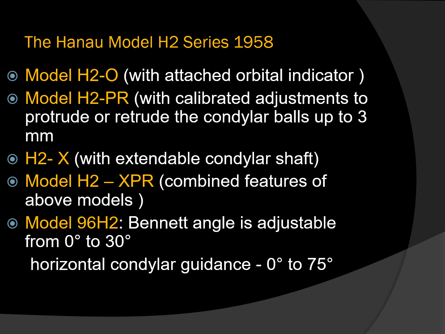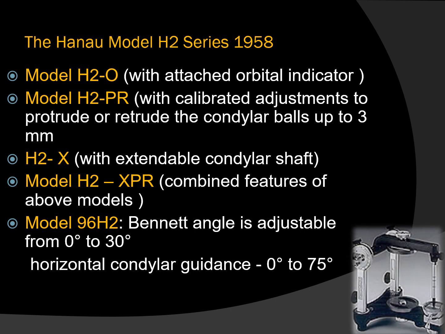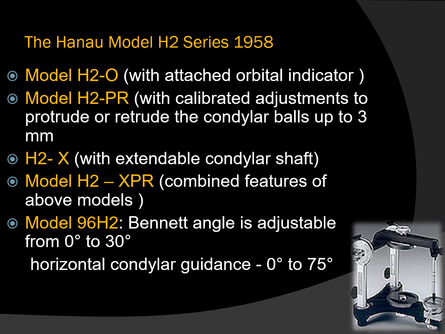Hanau Model H2 series, which consisted of Model H2O, that is with an attached orbital indicator; H2PR, which had adjustments to protrude or retrude the condylar balls up to 3 mm; H2X, that is with extendable condylar shaft; H2XPR, the combined features of the above models; and Model 96H2, where the Bennett angle was adjustable from 0 to 30 degrees, and horizontal condylar guidance adjustable from 0 to 75 degrees.